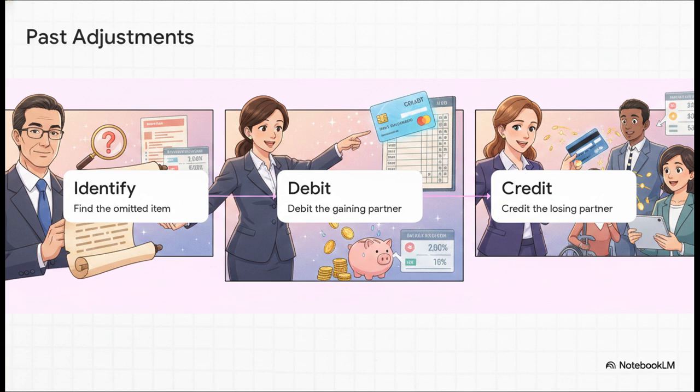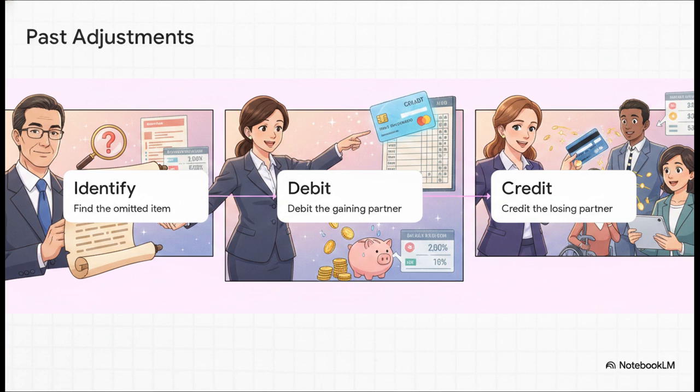Because, let's be real, businesses make mistakes. Maybe they just forgot to record interest on capital last year. We obviously don't want to rip up the old financial statements and start the whole game over from scratch. Instead, we use what's called past adjustments. It's a super clean, logical 3-step fix.